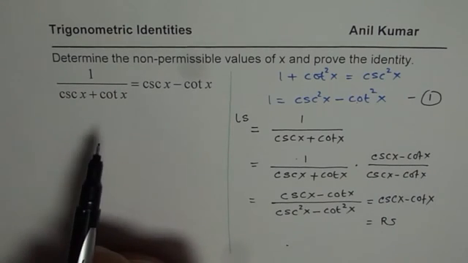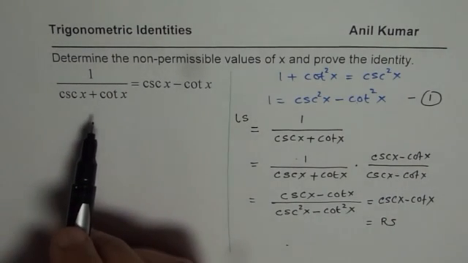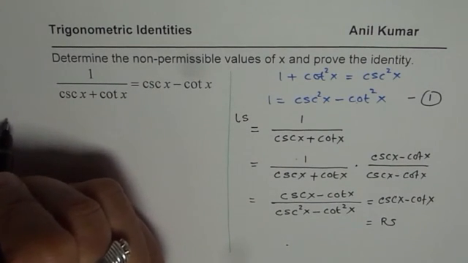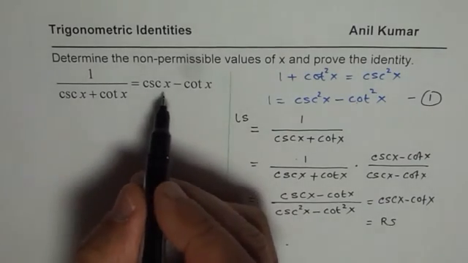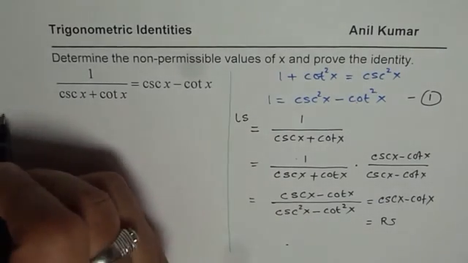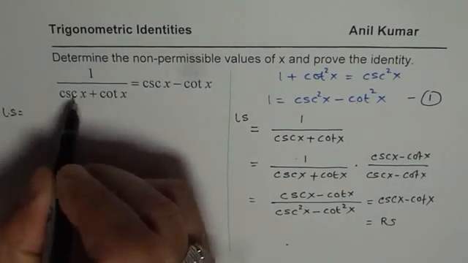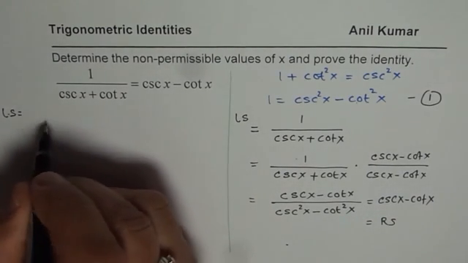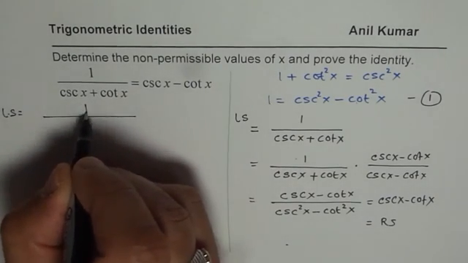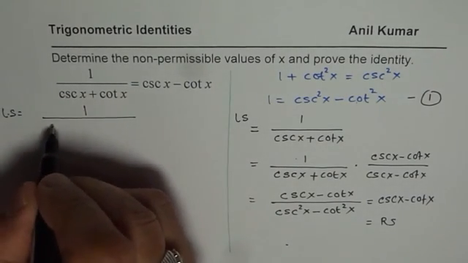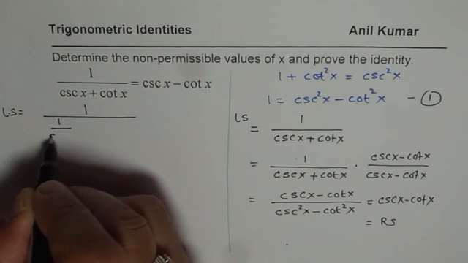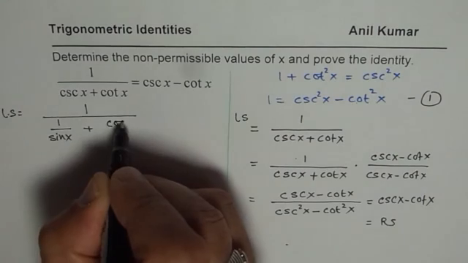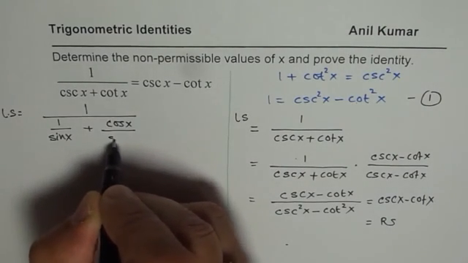Now, let us adopt the second method, which is a very popular method. We'll again start with the left side. You could start from any side in this particular case. Let's begin with the left side, and we'll write cosecant and cotangent in terms of sine and cosine. So what we have here is 1 over, cosecant is 1 over sine x, right? So let me write this as 1 over 1 over sine x plus cos x over sine x, right?